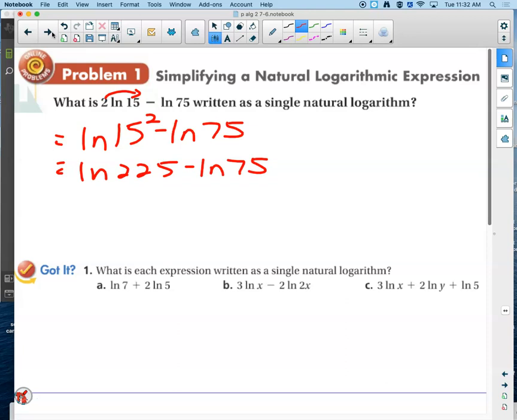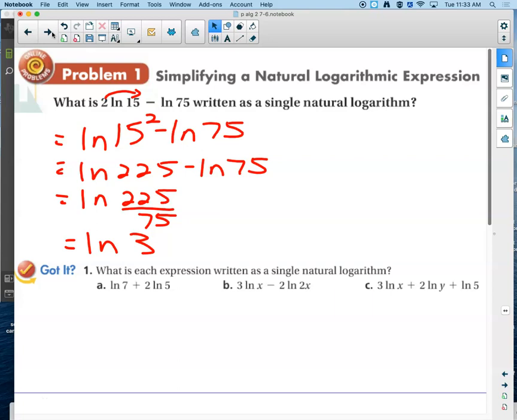Subtraction in logarithm language. That's division. Don't suppose 75 goes nice and equally into 225, does it? How many times? There it is. Now, when we had numbers for bases, now I hate to say it that way because e is a number. Maybe we've forgotten that too. It's been a while since we did e.